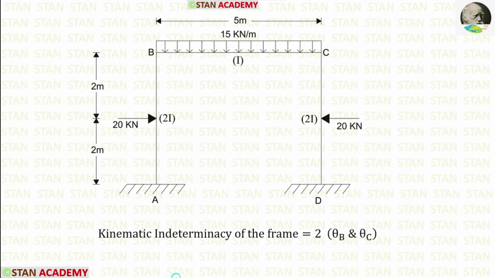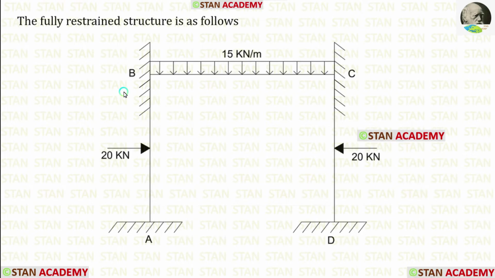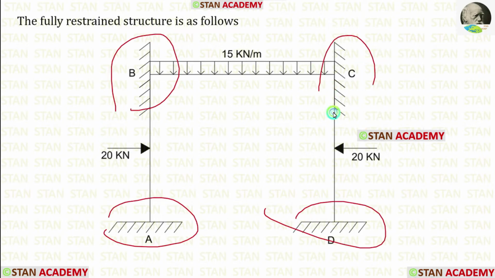Now, let us make the fully restrained structure. We know that in the joints B and C, there is slope, but in the fully restrained structure, there should be no slope and deflection in the joints and the supports. So we have to apply fixed supports in the joints B and C. You can see that I have applied fixed supports in the joints. Now in this structure there will be no deflection and slope in the end supports and the joints. That is why it is called fully restrained structure.